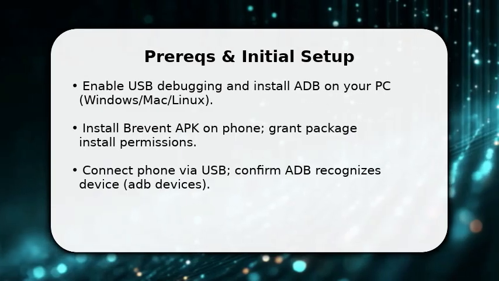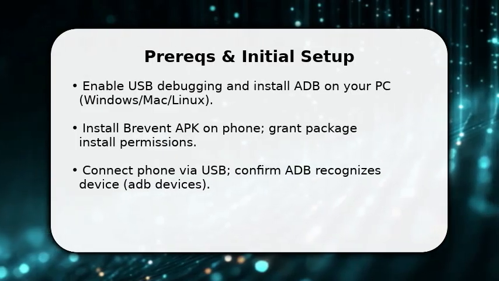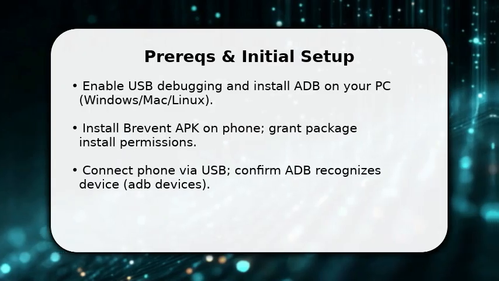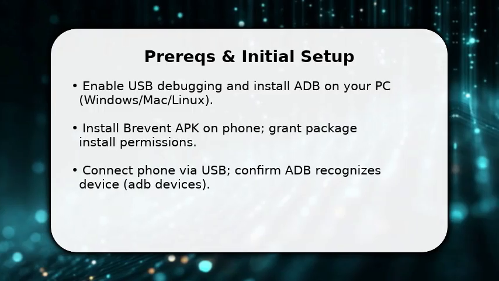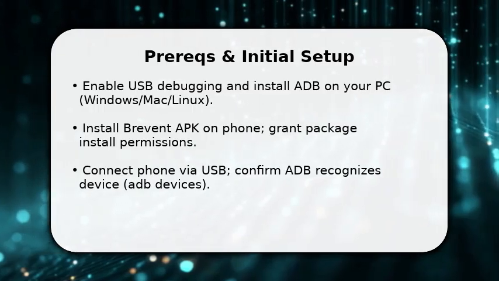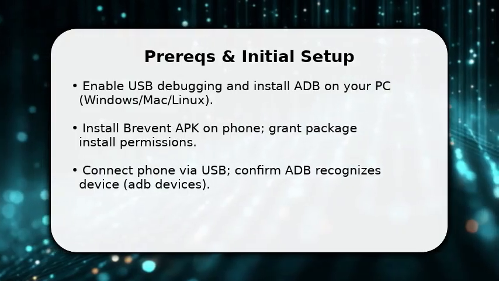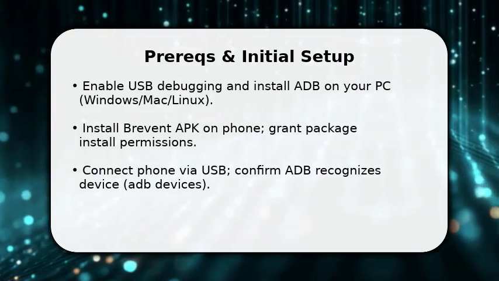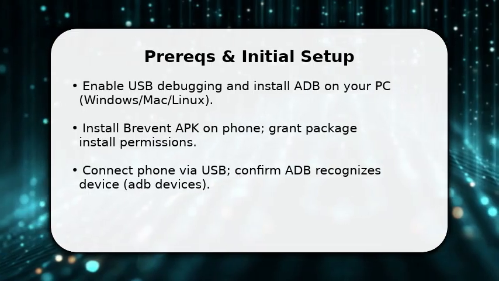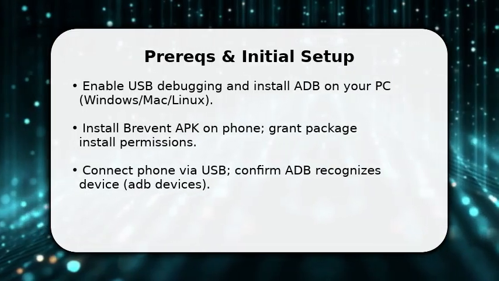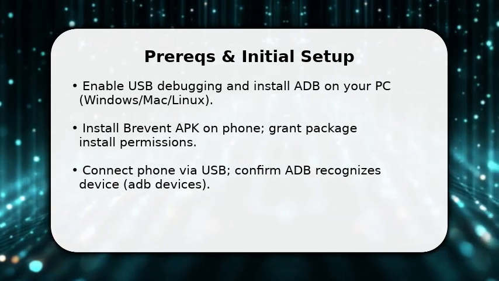You start with two essentials: a PC with ADB and the Brevent APK on your phone. Plug the phone in, enable USB debugging, and accept the computer's RSA prompt. Once done, run adb devices to confirm a connection. If it shows your serial, install Brevent via adb install. Make sure to allow installs from unknown sources when prompted. This immediate setup gets you to the point where Brevent can communicate with Android and control apps for battery savings.